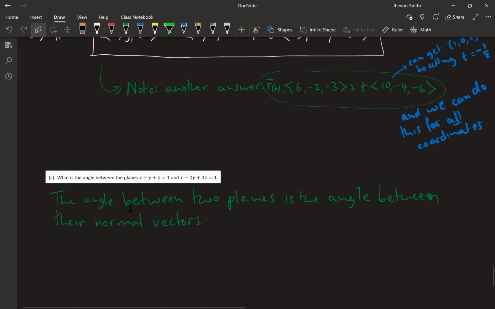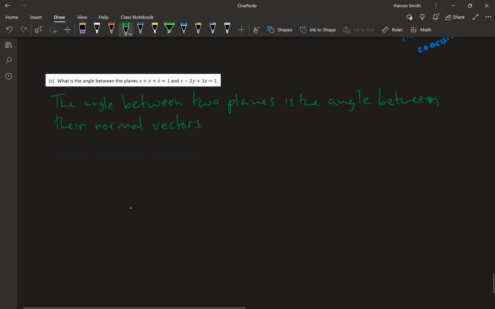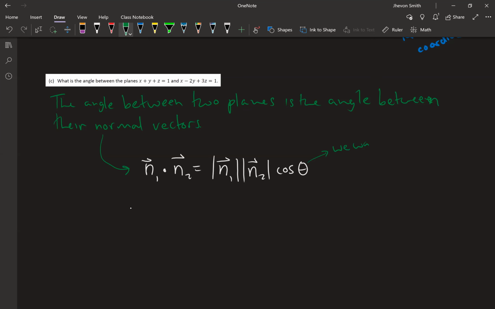And so you just want to find the angle between their normal vectors. And so you actually have an equation for that. This means if I take the normal of one dot product with the normal of the other one, this is going to be the magnitude of the first normal times the magnitude of the second normal times cosine theta. And we want this theta.